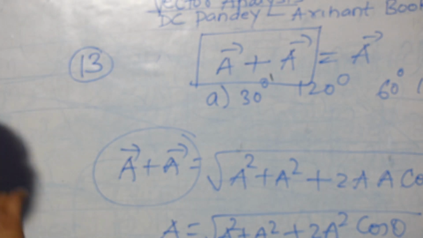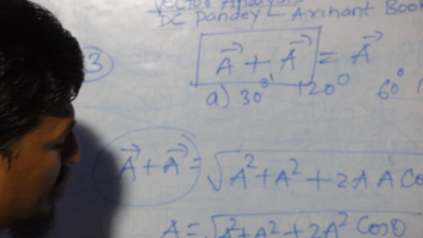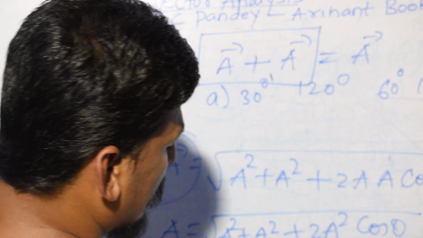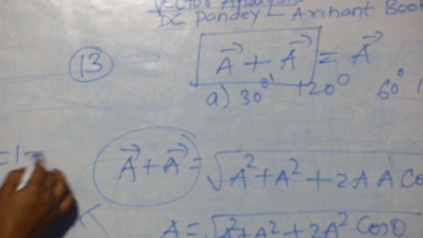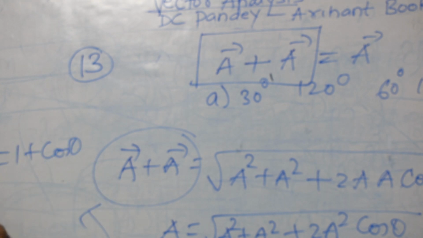You can cancel this. Now in left hand side you get 1, in right hand side you will get 2 into 1 plus cos theta. Now bring 2 here, it will become half equal to 1 plus cos theta. Half minus 1 equal to cos theta. This will become minus half equal to cos theta.